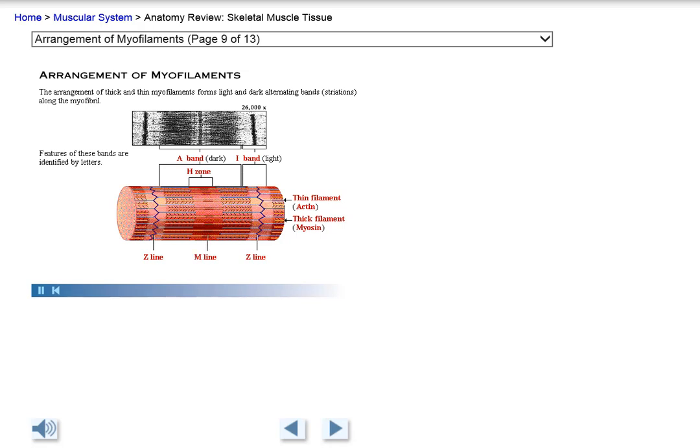The M line, located in the center of the H zone, consists of protein fibers that connect neighboring thick filaments. The region of the myofibril between two successive Z lines is called a sarcomere. It is the contractile unit of a muscle cell. You will see how a muscle cell contracts in a later topic, the sliding filament theory.